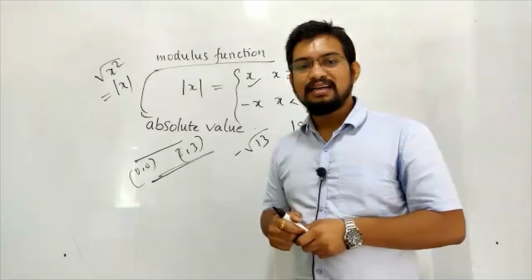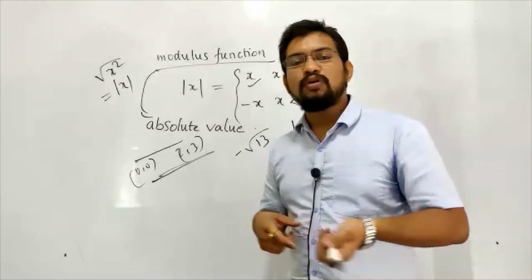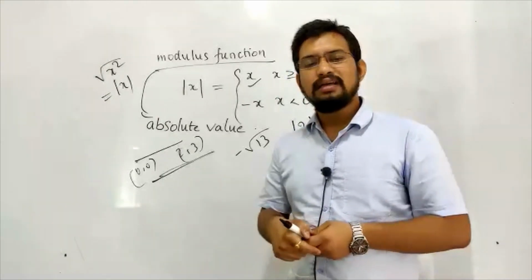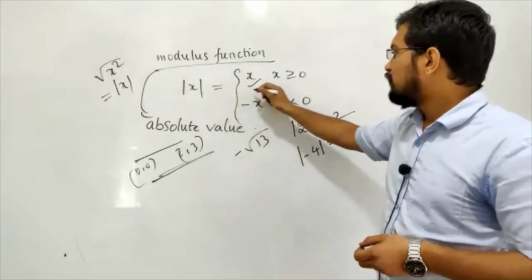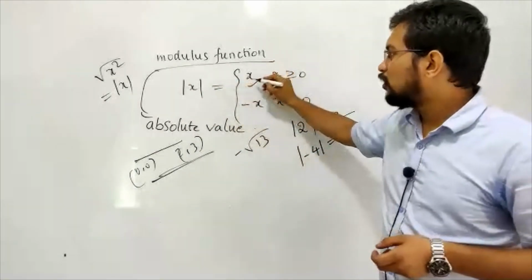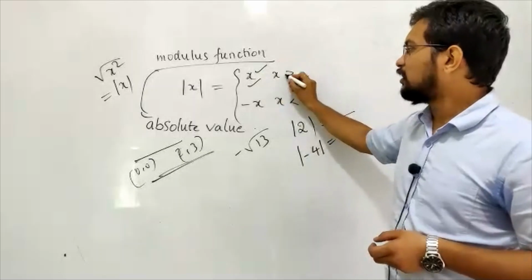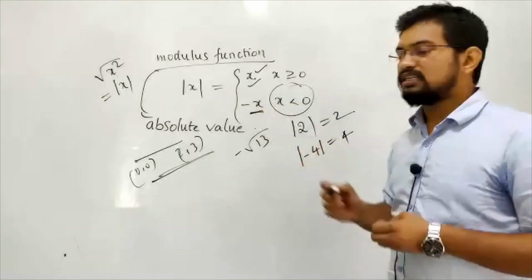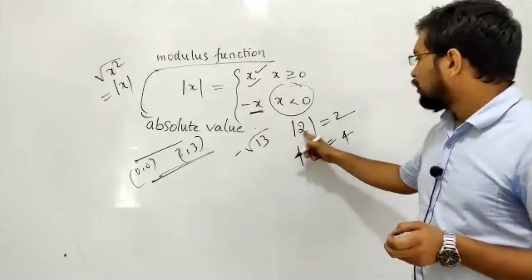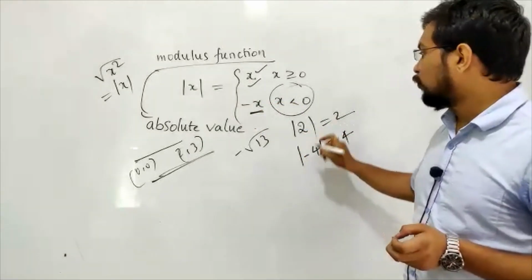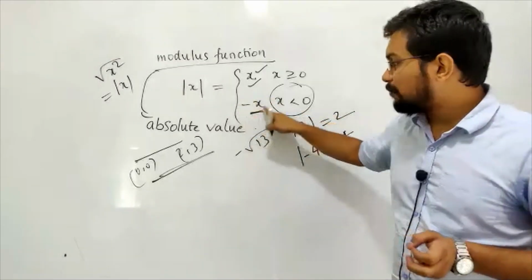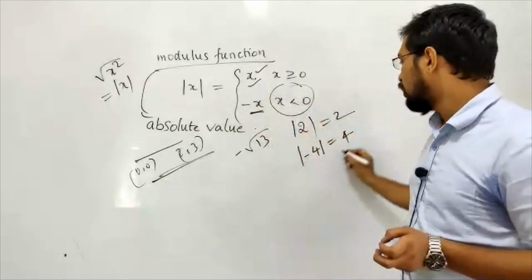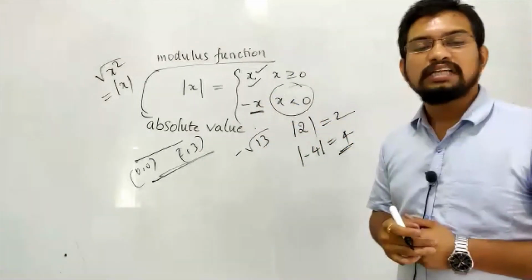In simple terms, even if that is plus or minus, you try to write it as plus. That is what people say. The reason is the original definition of modulus. If x is greater than 0, you apply x. If x is less than 0, you apply the other definition. So modulus of 2 is 2, and for modulus of -4, you use this definition and get minus of -4, which is nothing but 4 again.